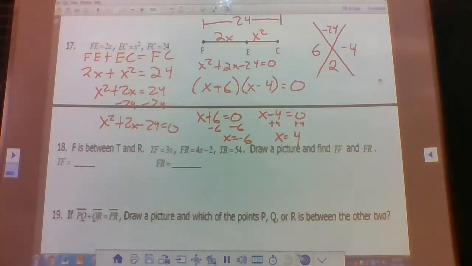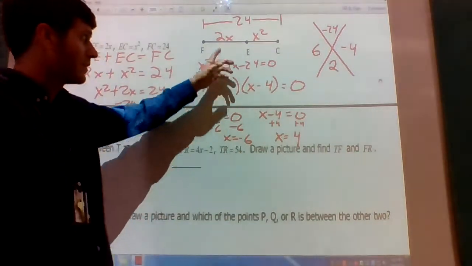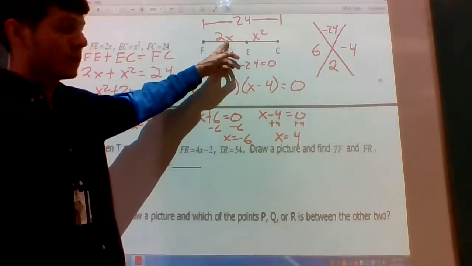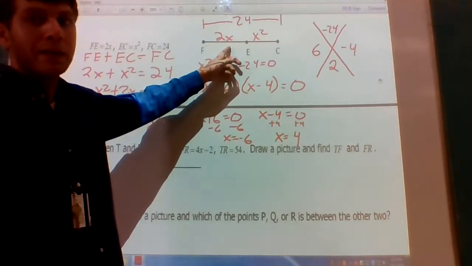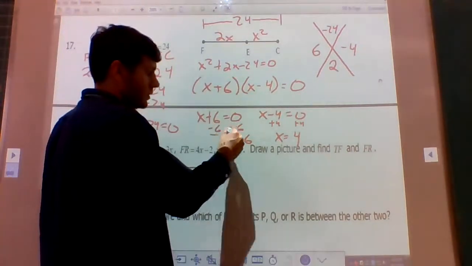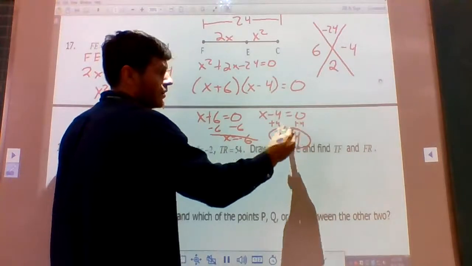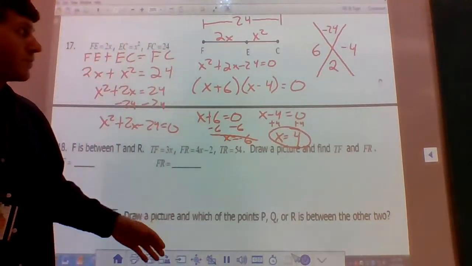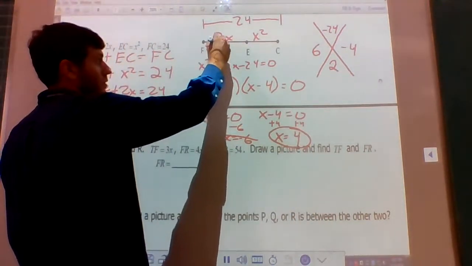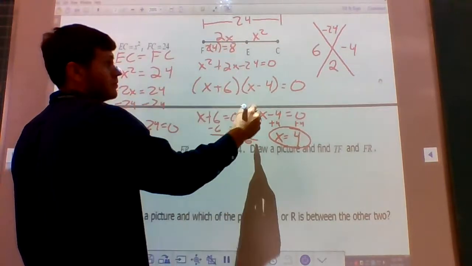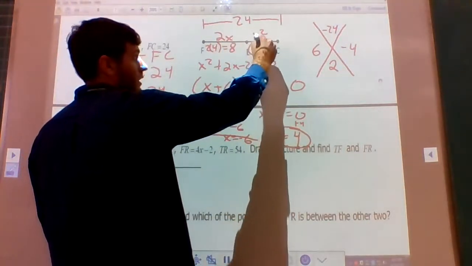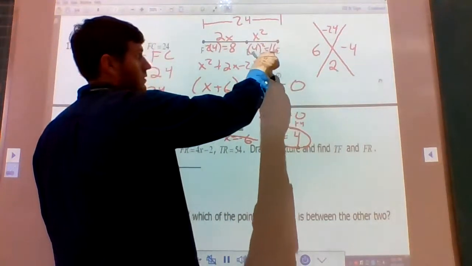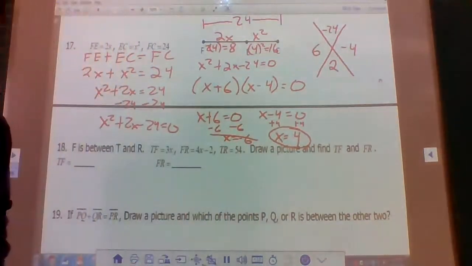Okay, we have to see which one of these works. So in the last one, both the x values were squared, so you could have plus or minus. In this one, though, if we substitute in negative 6, 2 times negative 6 is negative 12, and we can't have a negative distance, so this one's not going to work. It's going to have to be 4. And we can check our answer. 2 times 4 is 8. 4 squared is 16. 16 plus 8 is 24.